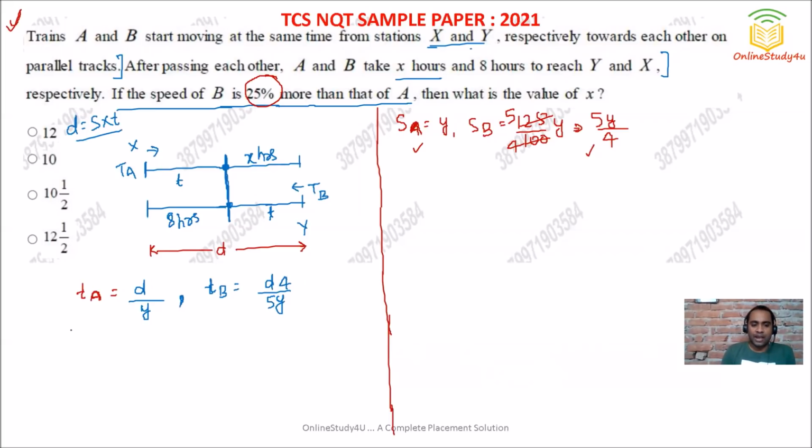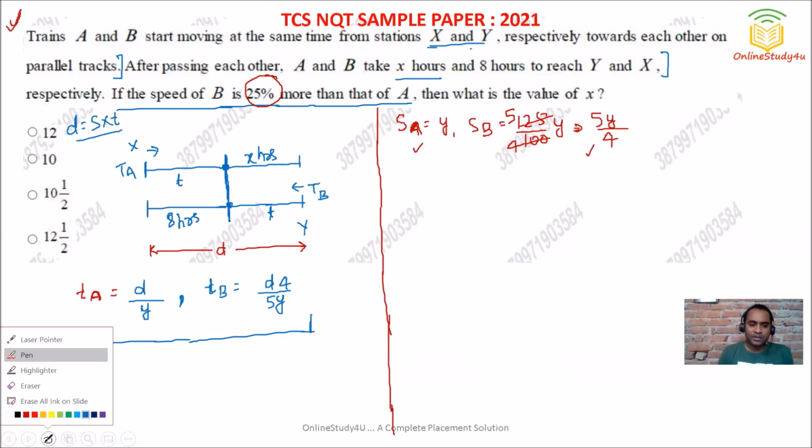Now I hope this is clear to you. Till here we have not done much. Now, as we have assumed that the trains are meeting after T hours, the trains are meeting after T hours.